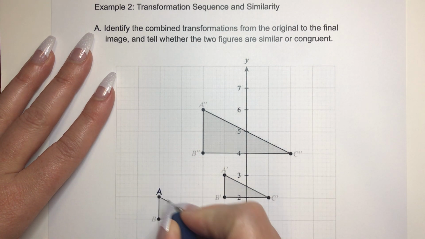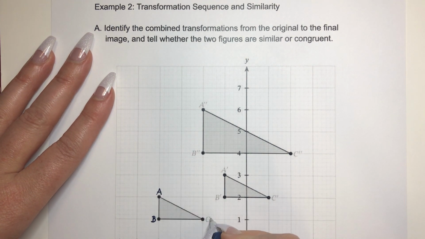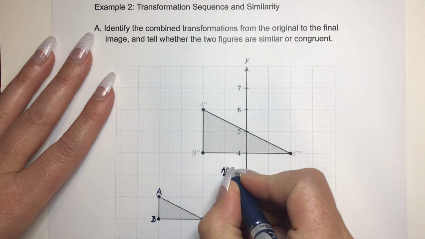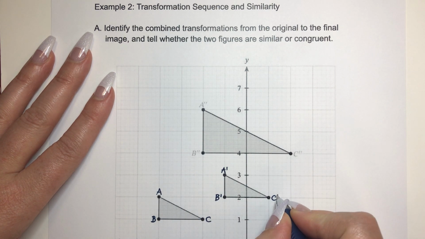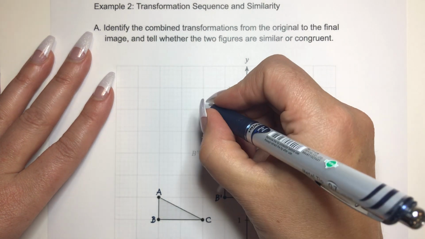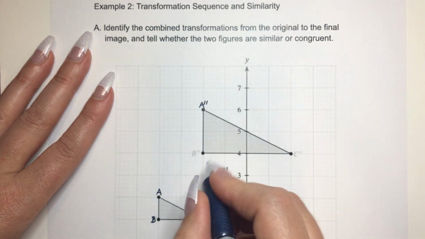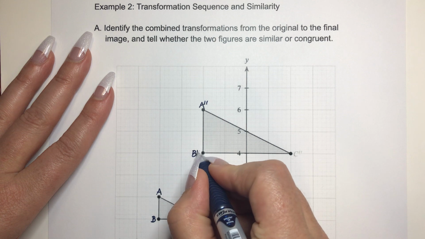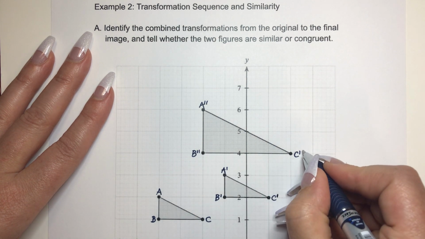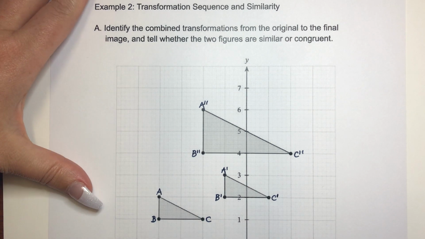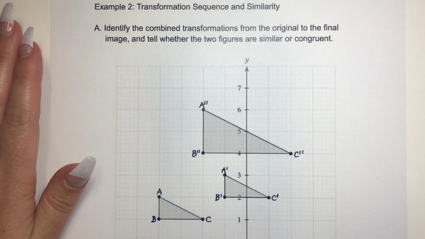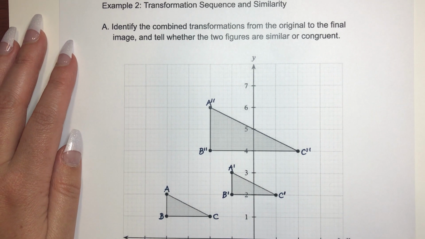Let me go ahead and make that a little darker. ABC, then we have A prime, B prime, C prime, and then we have A double prime up here, B double prime, and C double prime. So first we need to figure out what's going on from here to here. What do you think? Dilation, translation, reflection, rotation?